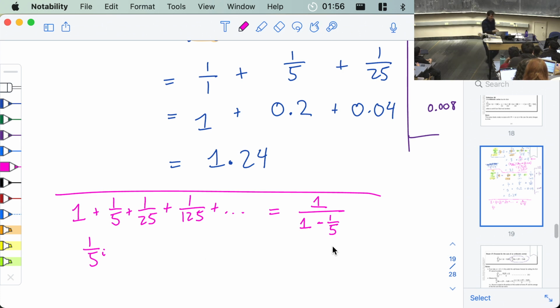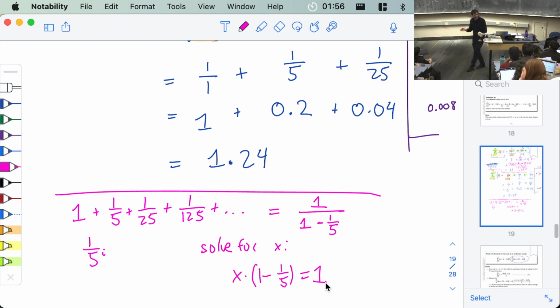So solve for x. X times 1 minus 1/5 equals $1. So if Mr. Beast wants to give me $1, instead of doing this whole thing of giving me infinitely many rounds of paying for the tax, he can just solve for x, where x is such that x minus the tax equals $1.